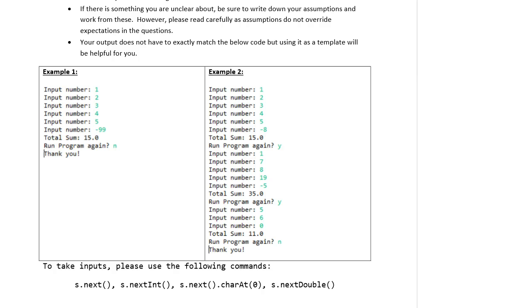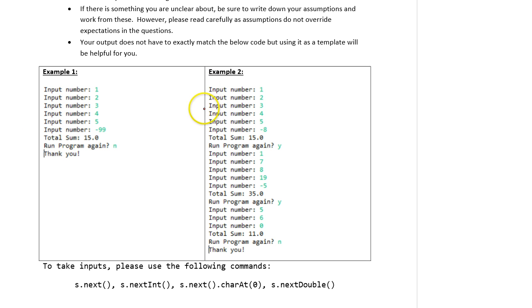So we can see that this run, it takes an input, takes an input, takes an input, takes an input, takes an input, takes an input, which is negative, which ends it. So we print out the total, asks you if you want to run the program again, no is entered, and it says thank you. Pretty straightforward.